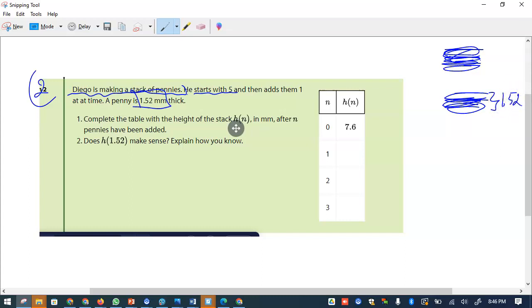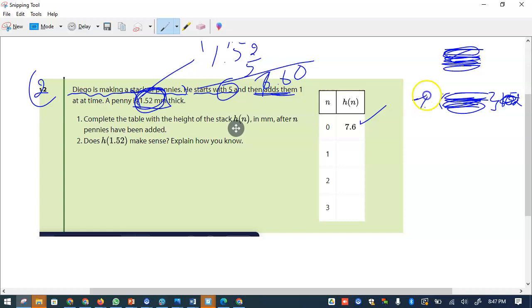So that means when you have a table, it starts, and then he adds them. Oh, sorry, each penny is 1.52 mm. So it is 1.52, and because he's stacking 5, you have to multiply. If you multiply 5 times 1.52, you get 7.6, and it's correct. So 5 of them is 7.6.